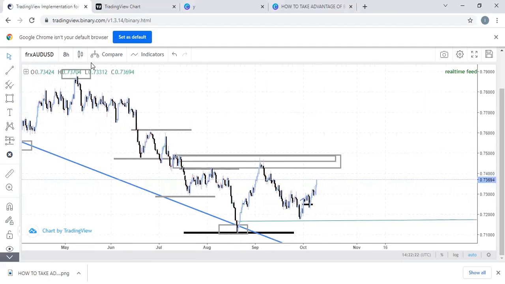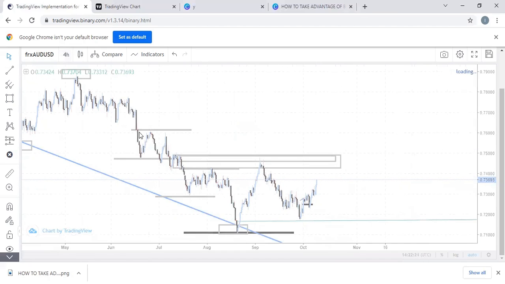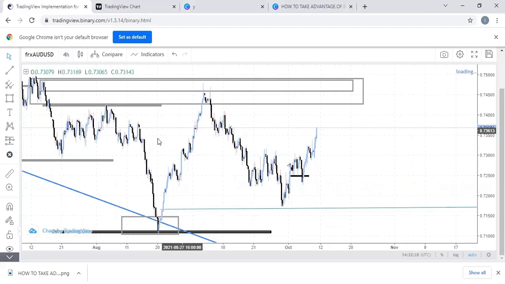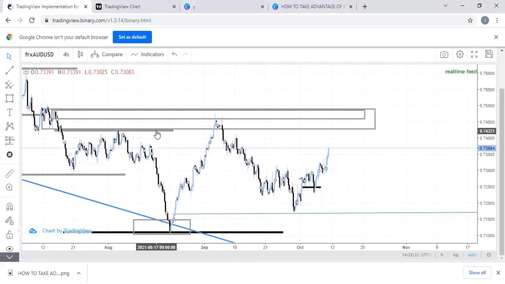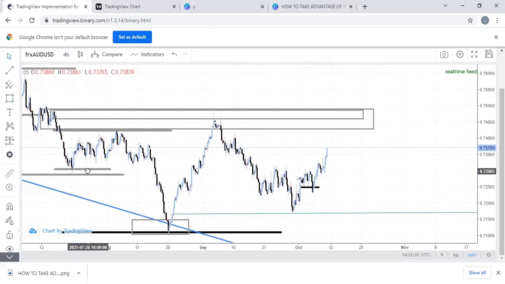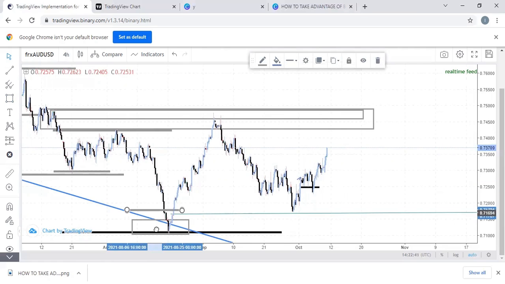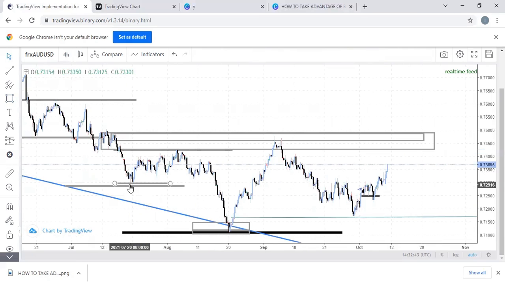Now, if you had gone back to your 4 hour, you would have seen that this particular region right here was a very good supply region. Why? Even on the 4 hour, you would have seen that structure was taken out on this particular region.